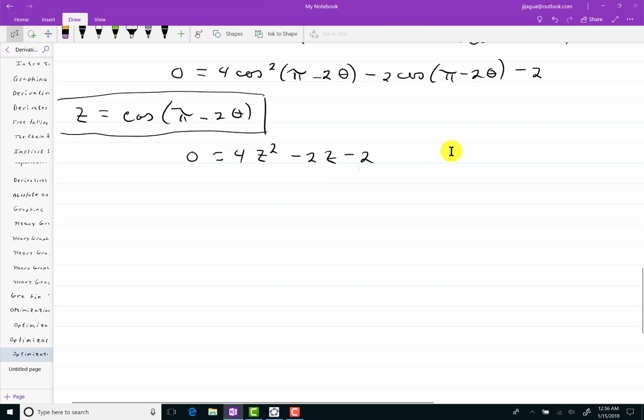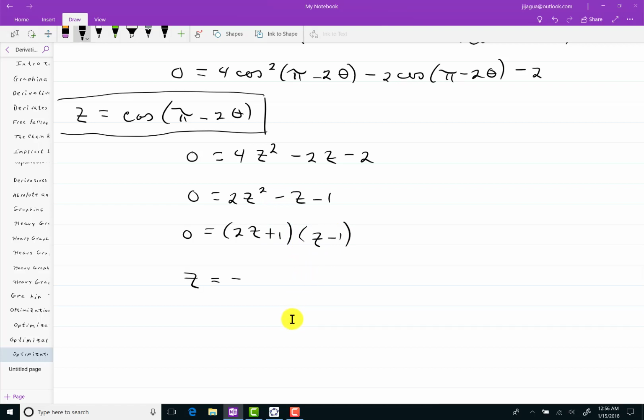I'm going to divide 2 into both sides and get 0 equals 2z squared minus z minus 1. I happen to notice this factors beautifully. 0 equals 2z plus 1 times z minus 1. Of course, check this real quick. 2z times 2z, that's the 2z squared. Then if I do the outer ones, I get negative 2z plus positive, so I get negative z, and it all works out. So this gives me the two solutions. Z equals negative 1/2, z equals 1.